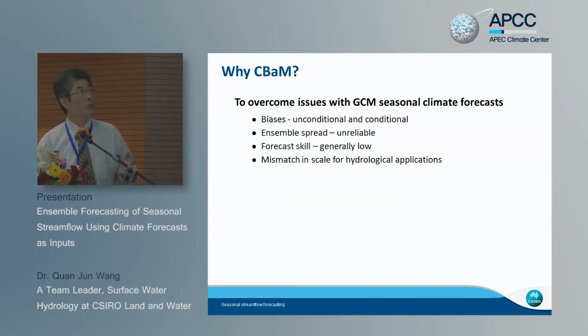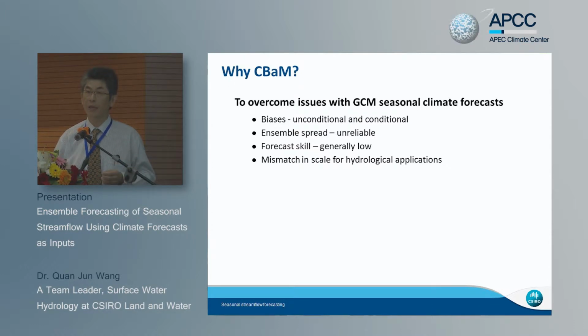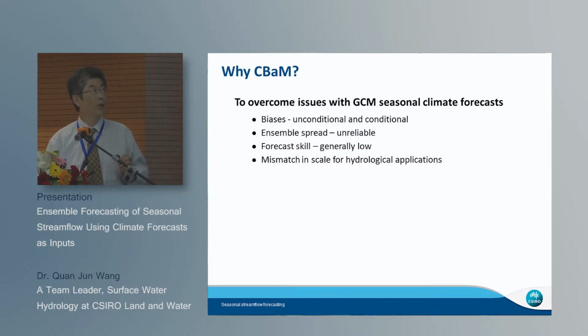Why do we need to post-process GCM seasonal climate forecasts? We know that the forecasts generally don't look like real rain. So we have a bias, both unconditional bias and conditional bias. We also know that the Parma and all other GCMs now generate ensembles, but the ensemble spread tends not to represent the real uncertainty. Most models tend to be too emphatic, so the spread is not wide enough. So we need to fix up the ensemble spread.